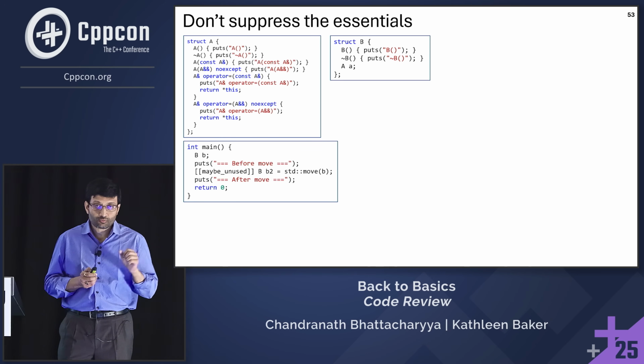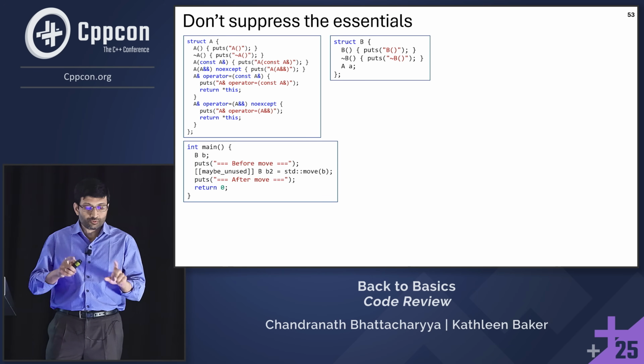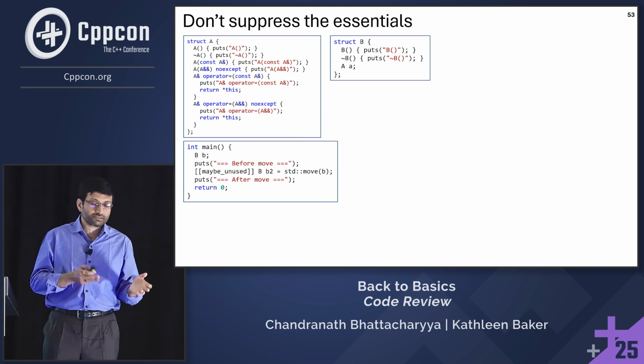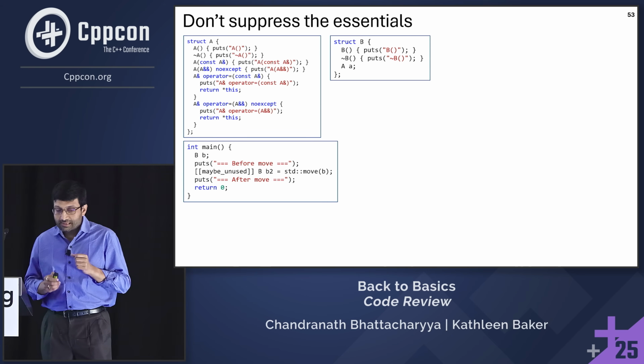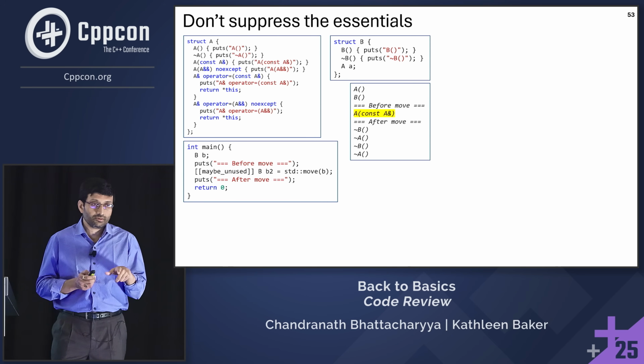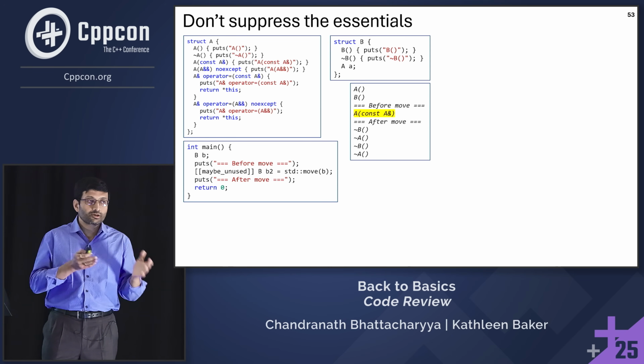Now, here is some code. We create an object of type B, and then later we do B2 equals std::move(B). So we're trying to create B2 with a move construction of B, right? Let's look at the output. As you can see over here, it's calling the copy constructor. Ideally, with a move, we would have wanted the move constructor of A to be called, right?